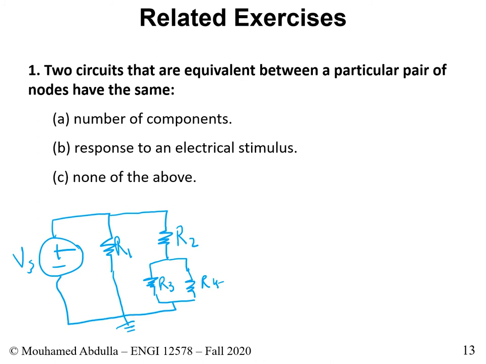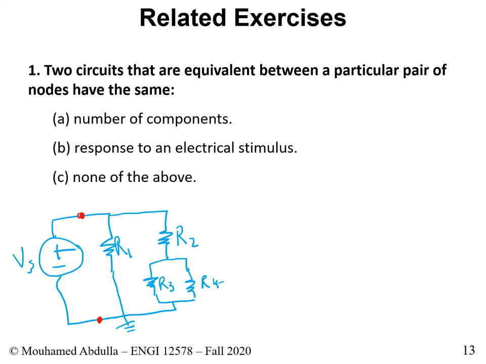And let's consider maybe these two nodes. So let's just maybe put a different color. Let's use red. So we're asking you between this pair of nodes here and this pair of nodes here, right? So we're testing it between these two pairs of nodes.